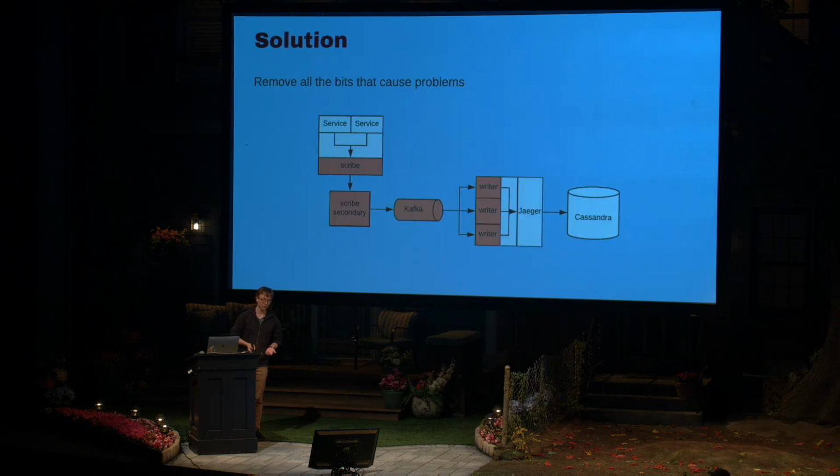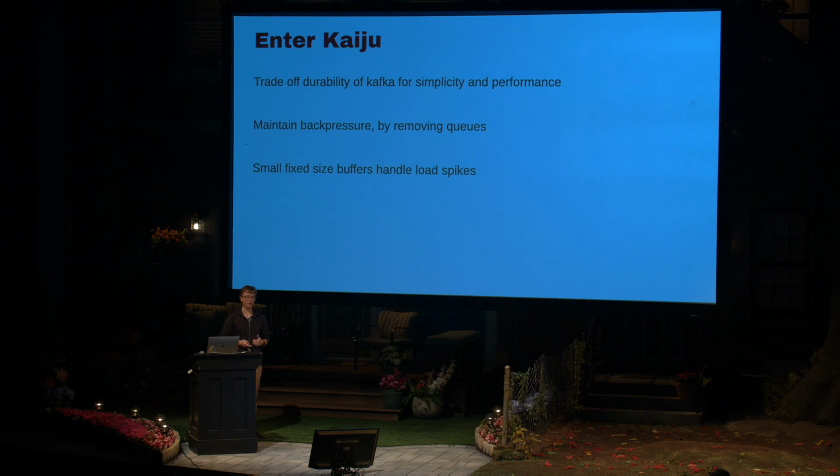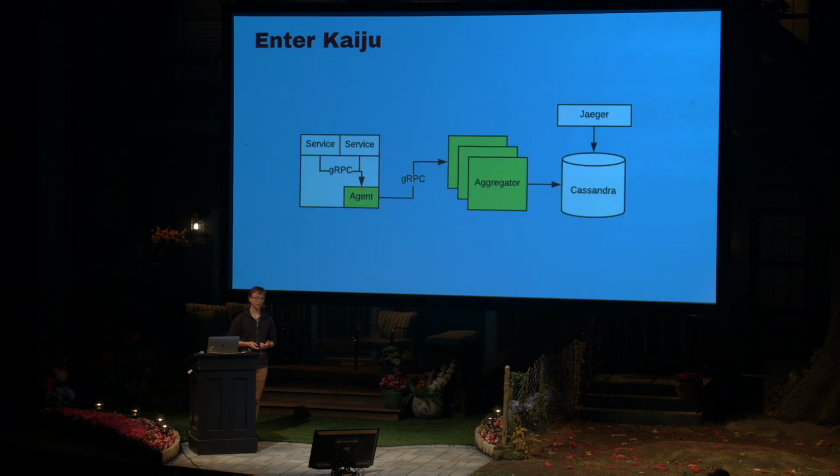So the solution was to just remove everything that we didn't like. So get rid of Scribe and Kafka, get rid of the writer process, and rethink it from scratch. So what we did is we traded off the durability of Kafka for simplicity and performance. We would maintain back pressure by removing that queue, and we still use small fixed-size buffers to handle the load spikes we get periodically. And it looks a little bit like this.